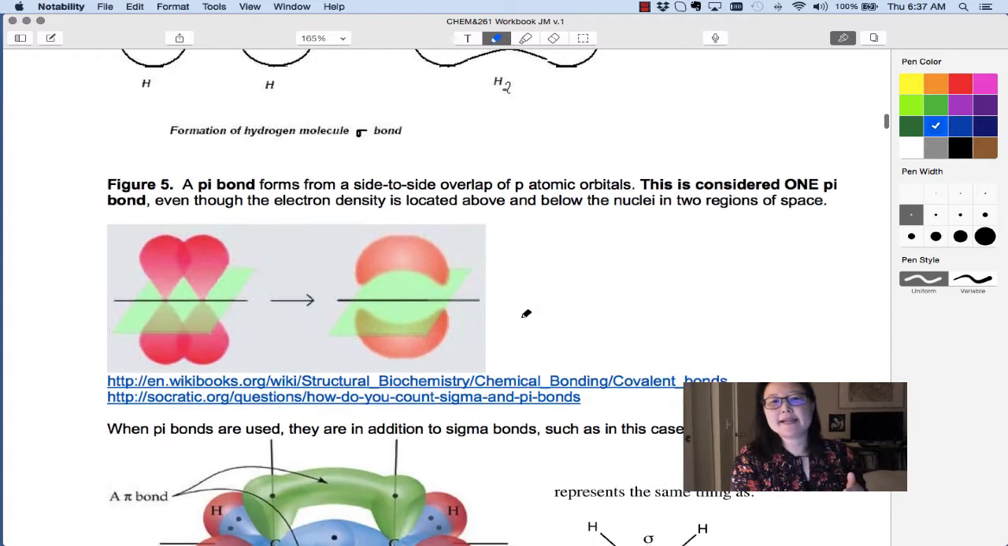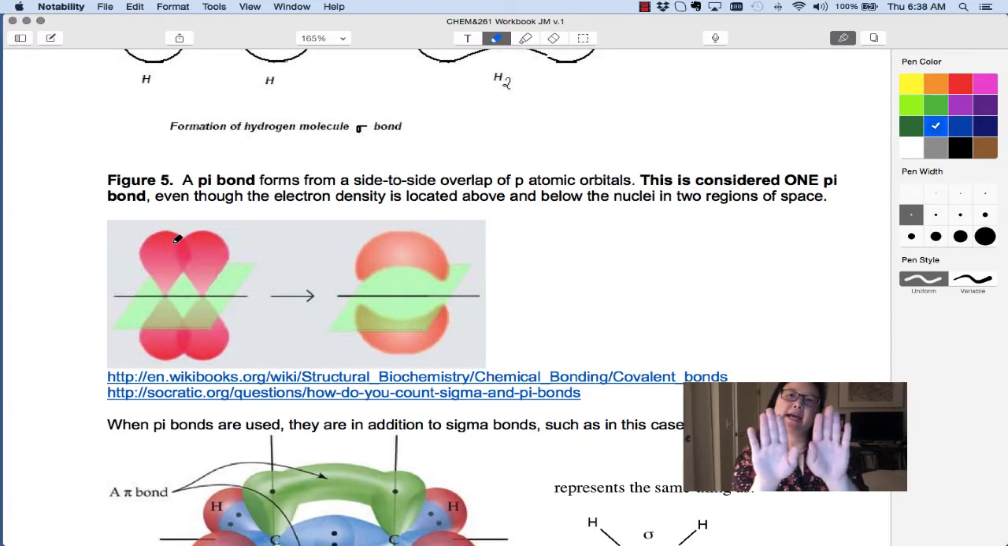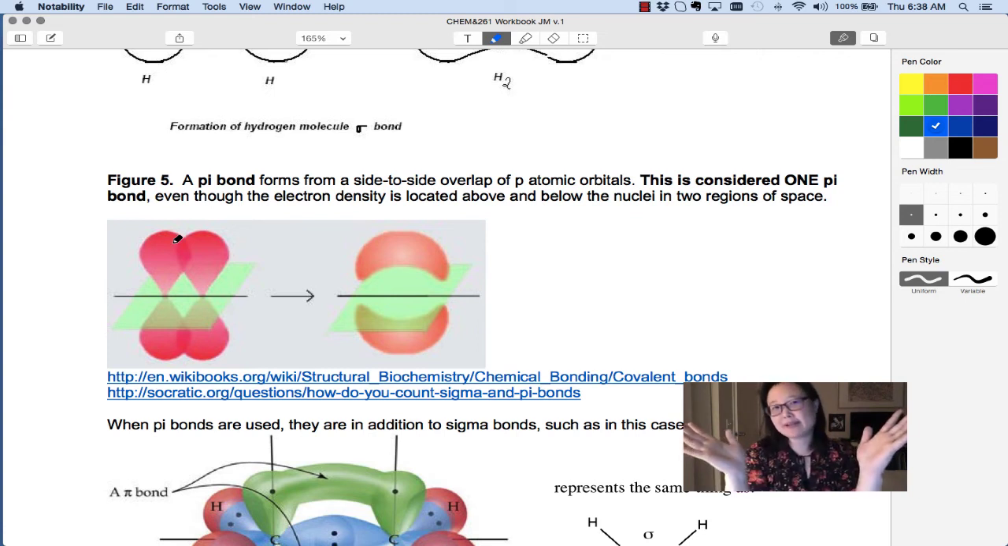Now a pi bond is formed from a side-to-side overlap. So it's not this so much as it's this, okay? And the way I think of that is like Velcro. Like you have two strips of Velcro and they're attracted to each other, but they can be pulled apart easily, right? So it's not as strong as a head-to-head overlap. Now these side-to-side overlaps tend to occur with the p orbitals because the p orbitals are lined up vertically and then they overlap with each other sideways. And sometimes the p orbitals can go this way and do a head-to-head as well.